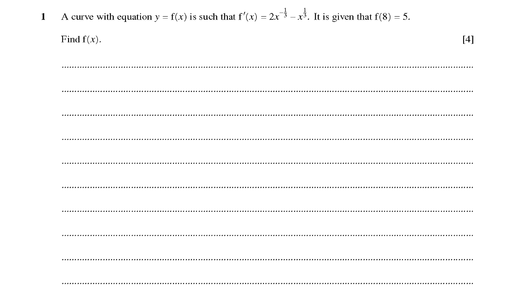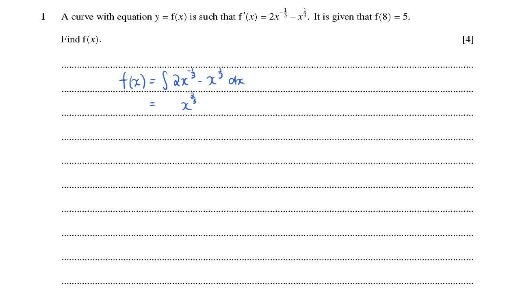To find f of x, we need to integrate the derivative. So we're going to start with f of x is equal to the integral of 2x to the minus a third minus x to the 1/3 with respect to x. To integrate, we look at the variable and we add 1 to the power. The power is minus a third, we add 1, we get 2/3.